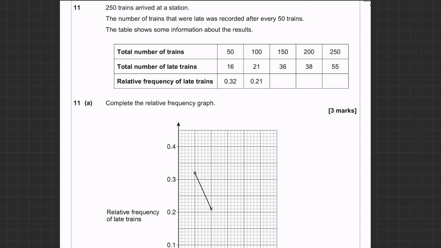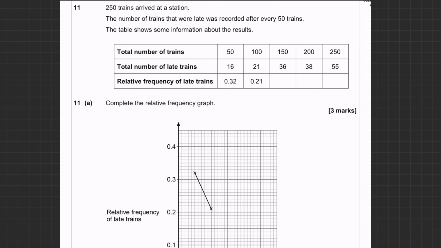Question 11. 250 trains arrived at a station. The number of trains that were late was recorded after every 50 trains. The table shows some information about the results, as we can see here. Complete the relative frequency graph. Now the first step we want to do is complete this table at the top here.